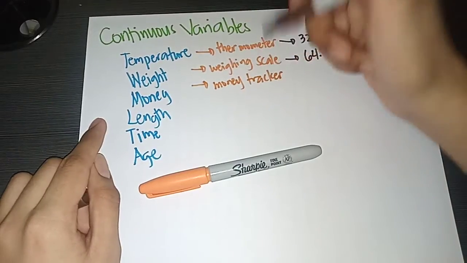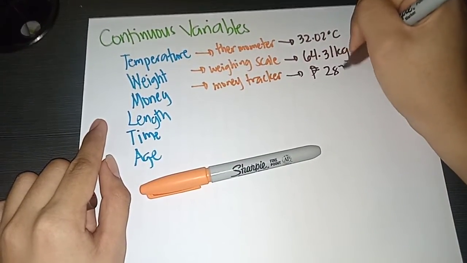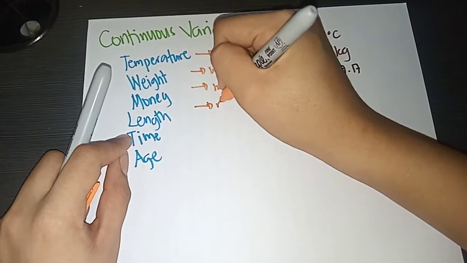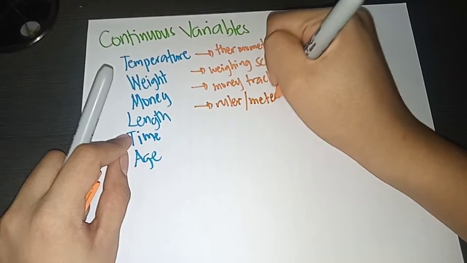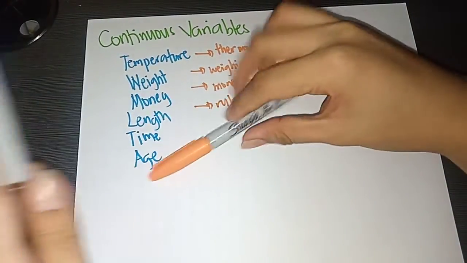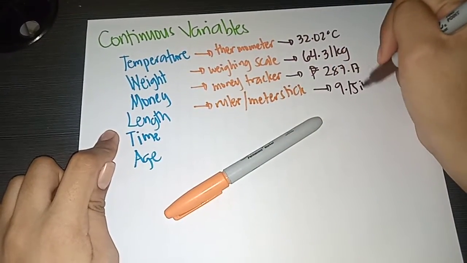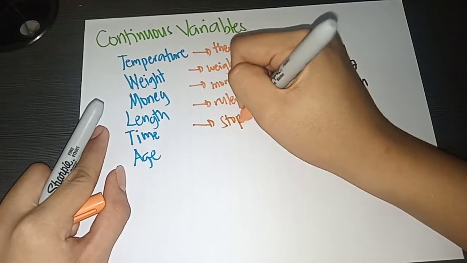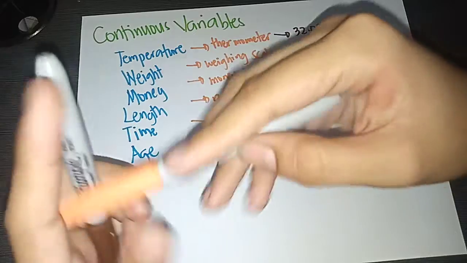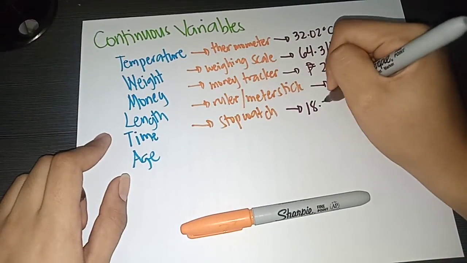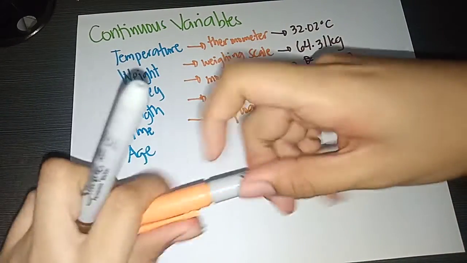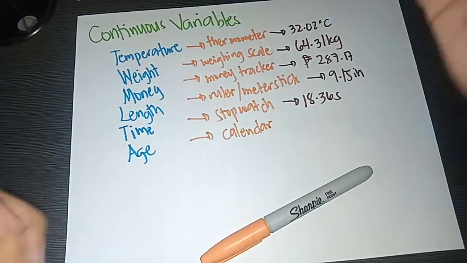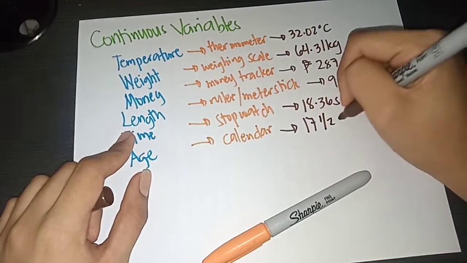let's say we measured a total amount of 287 pesos and 17 centavos. Now, let's say by using a ruler or meter stick, we measured a length of, let's say, 9.15 inches. Okay? Then we have, let's say, by using a stopwatch, we measured a total time of 18.36 seconds. And lastly, let's say, by using a calendar, we measured a certain age at 17 and a half years.